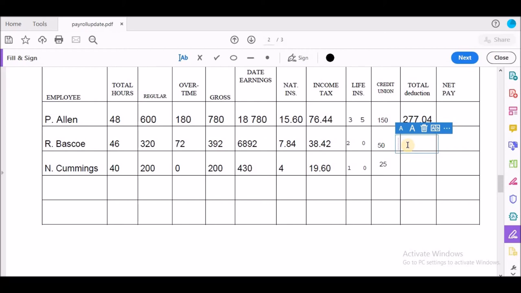All right, let's add up now for Basco. So we have $7.84 plus $38.42 plus 20 and 50. And deduction is 116.26. Last person, we have $4 plus $19.60 plus $10 plus 25. And that's going to be $58.60.